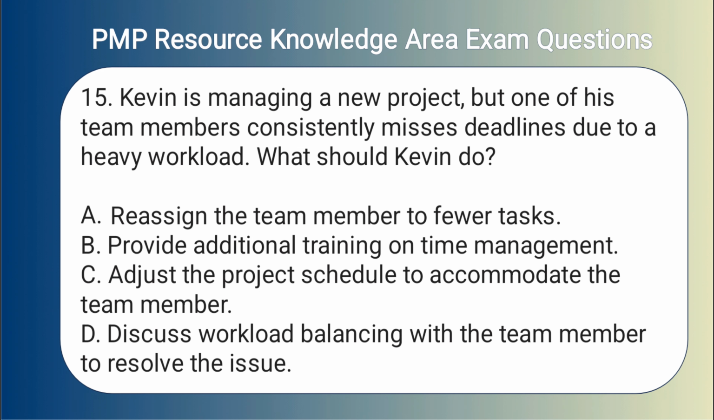15. Kevin is managing a new project, but one of his team members consistently misses deadlines due to a heavy workload. What should Kevin do? A. Reassign the team member to fewer tasks. B. Provide additional training on time management. C. Adjust the project schedule to accommodate the team member. D. Discuss workload balancing with the team member to resolve the issue.